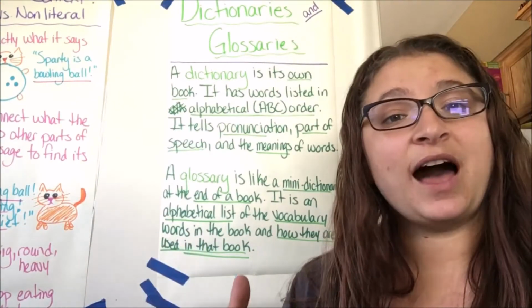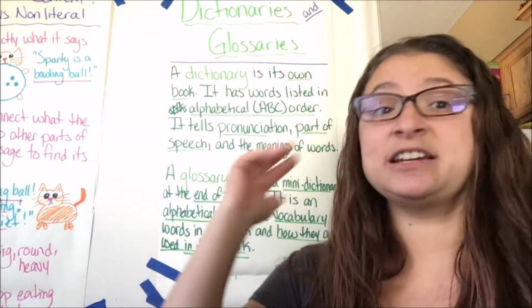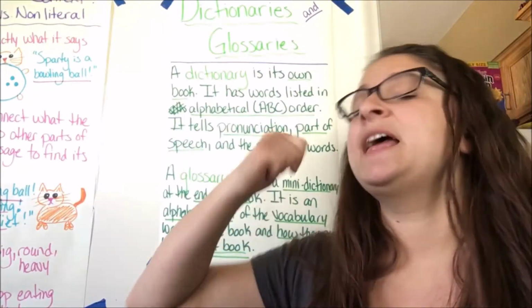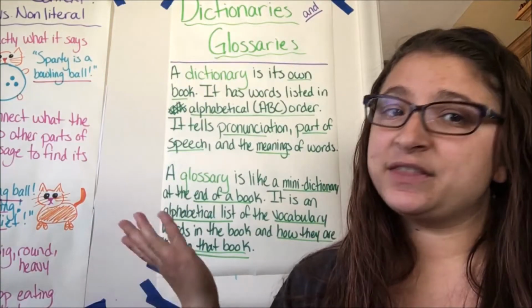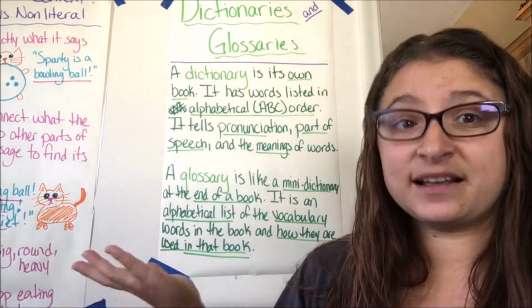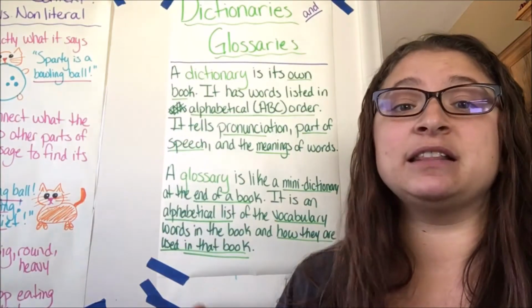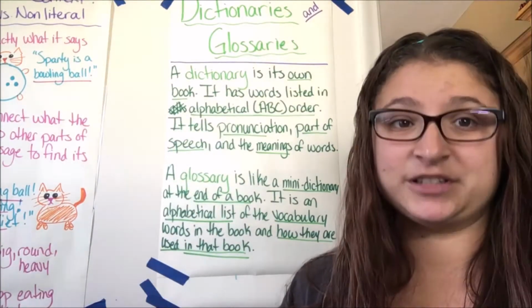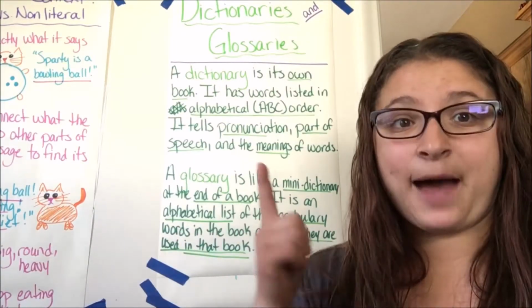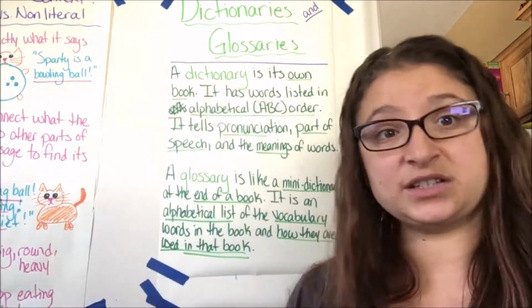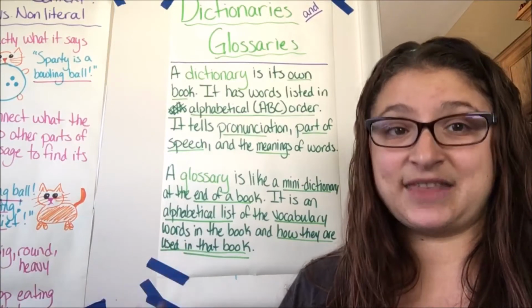Now, when you look through a glossary, it's also like a dictionary. It's going to be in alphabetical ABC order. It's going to tell you often how you pronounce those words, what part of speech. But the thing that makes a glossary different is that a glossary is only going to have that alphabetical list of the important vocabulary words that are in that book. And it will tell you how that word is used in that book. Not all of the different uses for it, just the ways it's going to be used in that book.